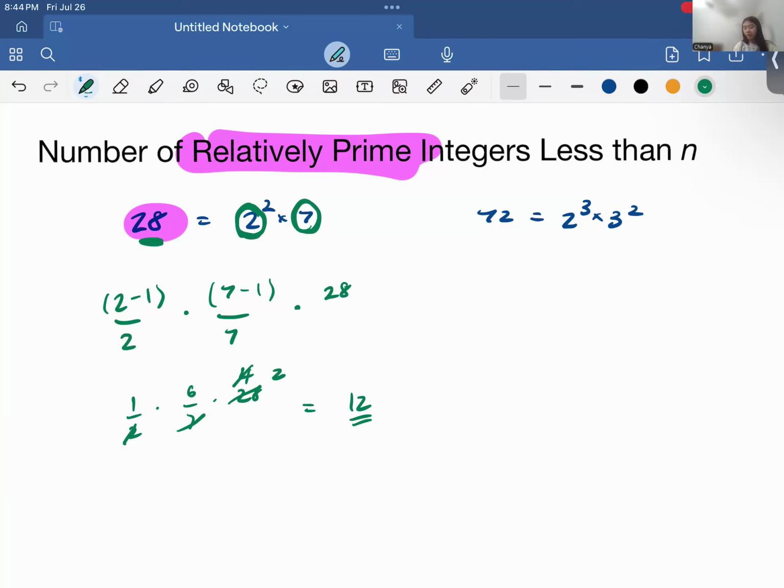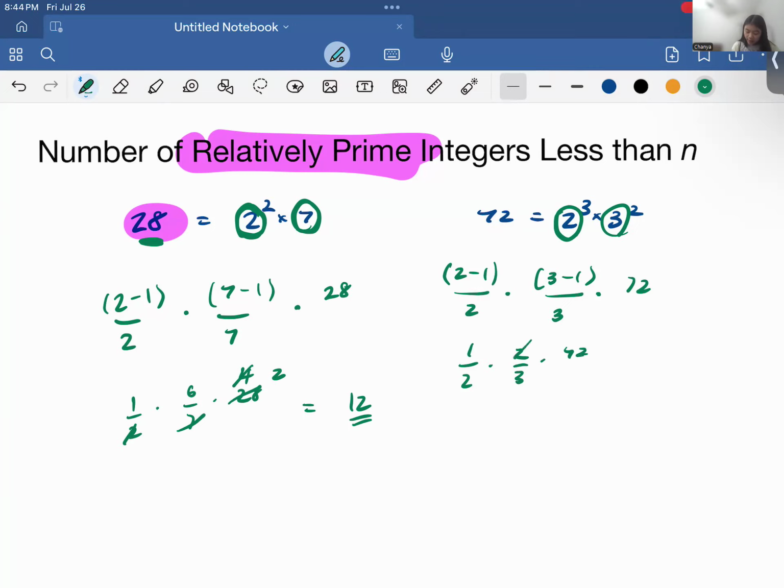Right, so let's try another problem, 72. You take 72 and you take the prime factorization first. Now you see which prime factors you have. We have 2 and 3 here. So we're going to take 2 minus 1 over 2 times 3 minus 1 over 3 times the number itself, which is 72. So that's going to be 1 over 2 times 2 over 3 times 72.